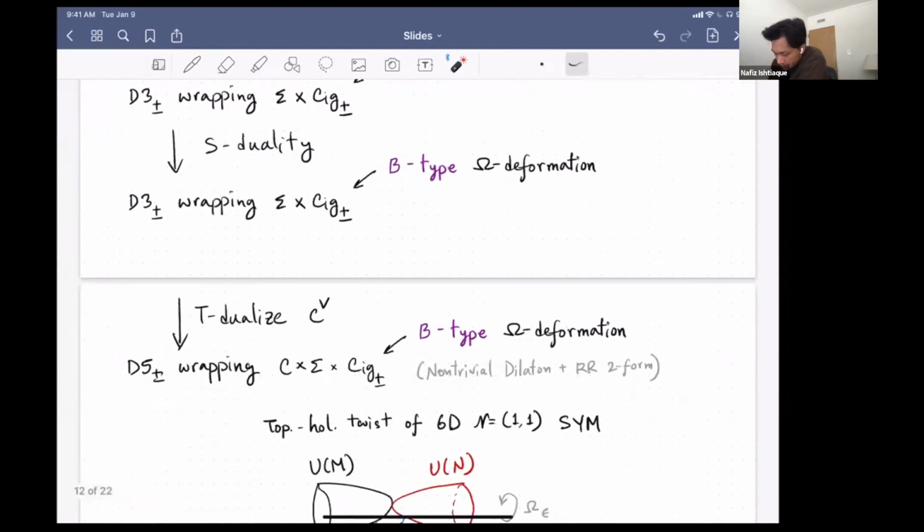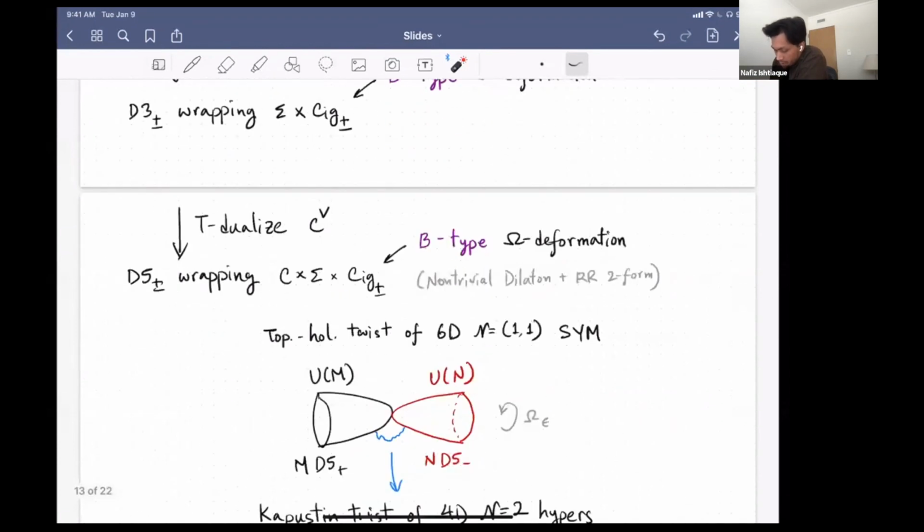And then if we T-dualize back on the dual Riemann surface, we are now in a situation where we have, again, D5 plus minus branes, wrapping C times sigma times cigar. The extra thing is that we now have a B-type omega deformation on the cigar, and also some non-trivial background fields, a dilaton and a Ramond-Ramond 2-form.